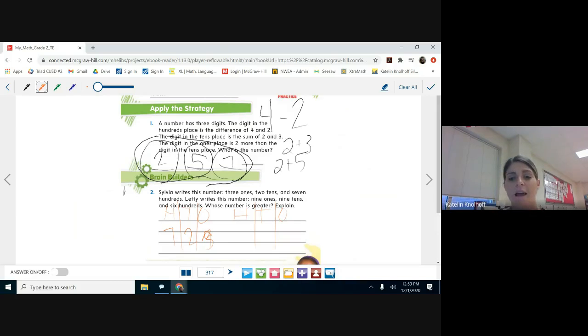And then it says Letty writes this number, a 9 in the ones place, a 9 in the tens place, and a 6 in the hundreds place. They want to know whose number is greater, Letty or Sylvia's. And Sylvia's number is greater. She has 723 because 723 is more than 699.